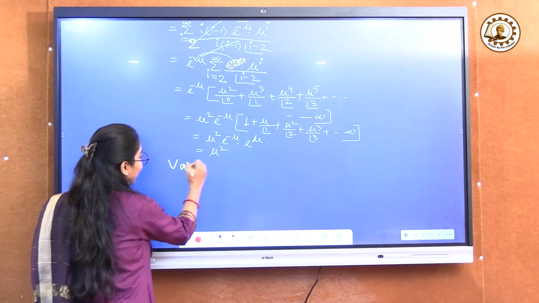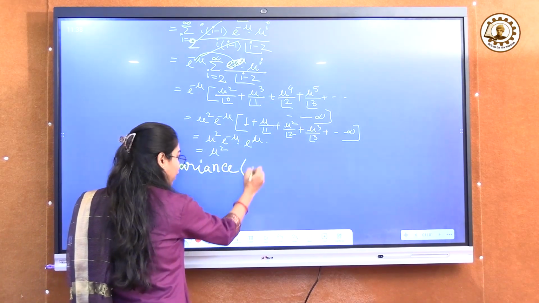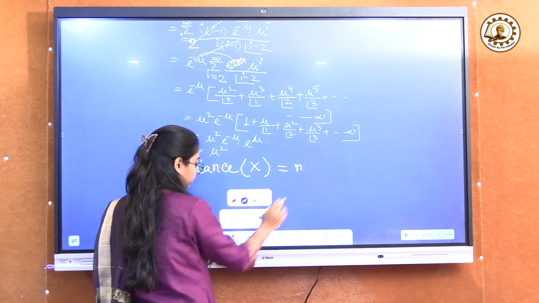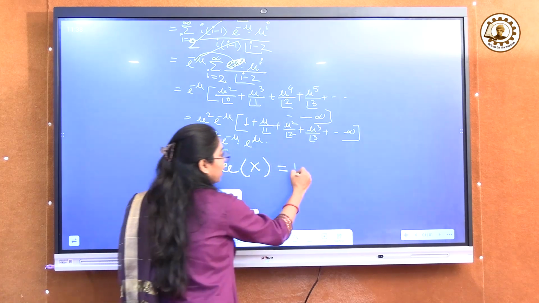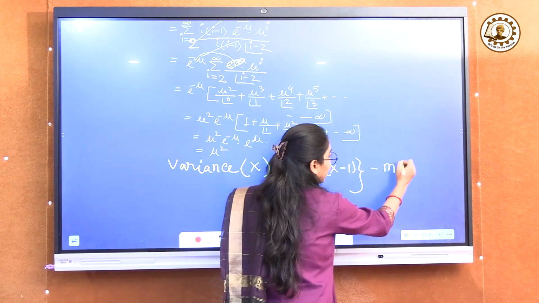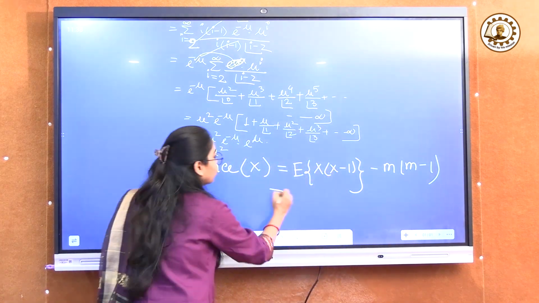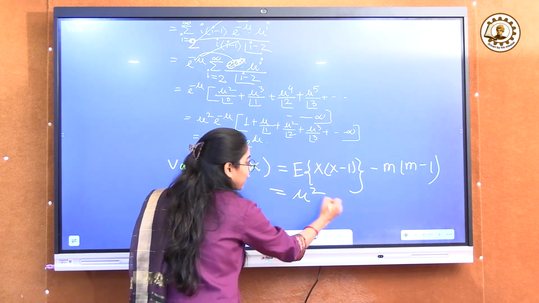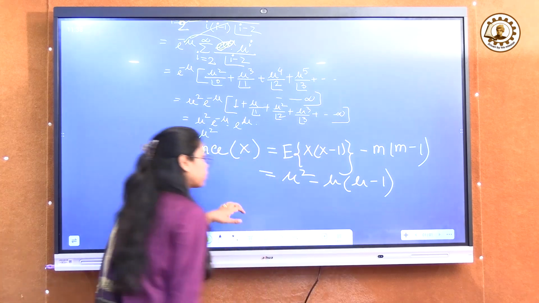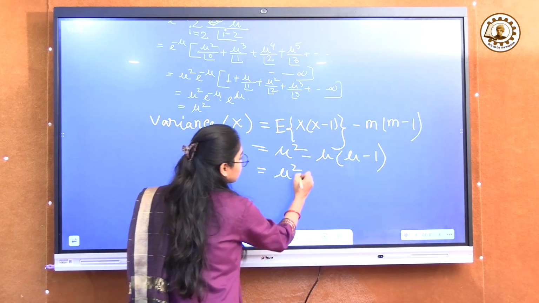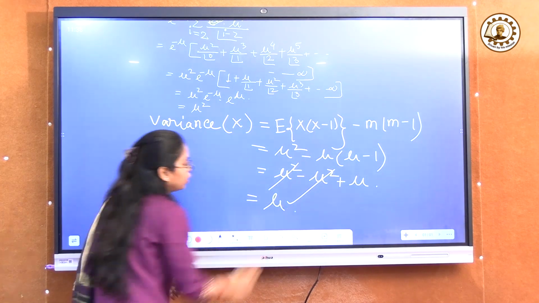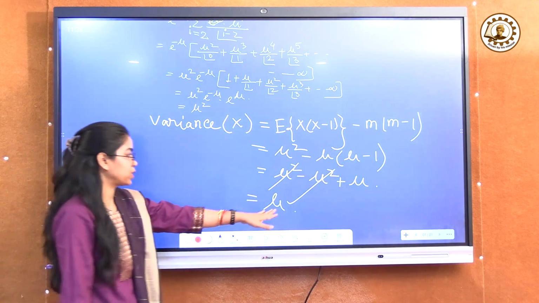Now put the value in variance. So variance of x is equal to expectation of x into x minus 1 minus m into m minus 1. Now this value is mu square minus, the value of m is mu, so mu into mu minus 1. Now if we expand this, we get this cancel. So the final value of variance of x is mu.